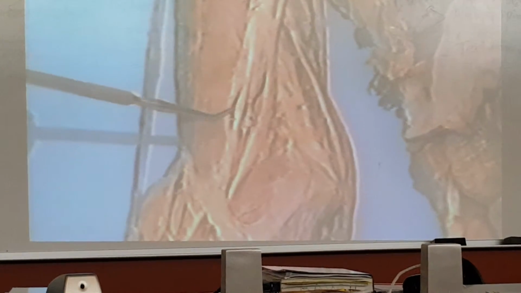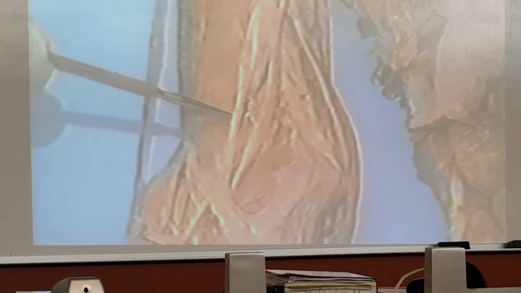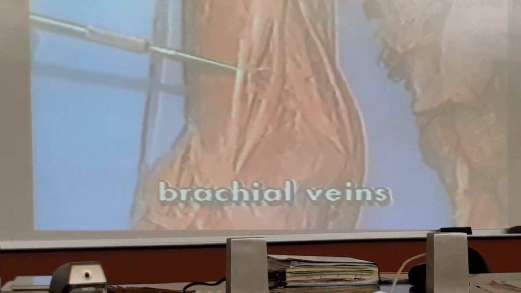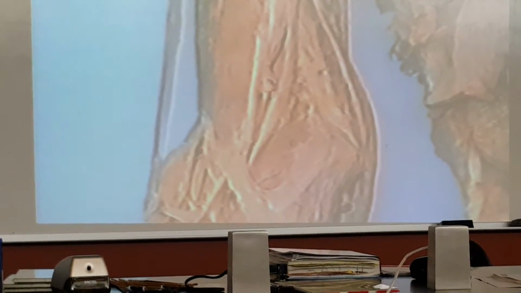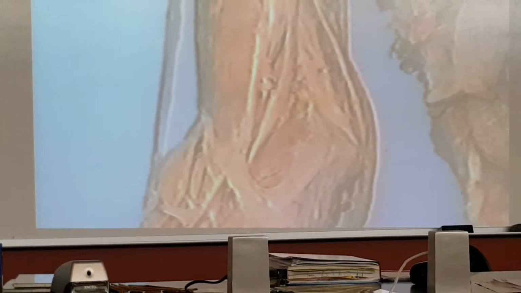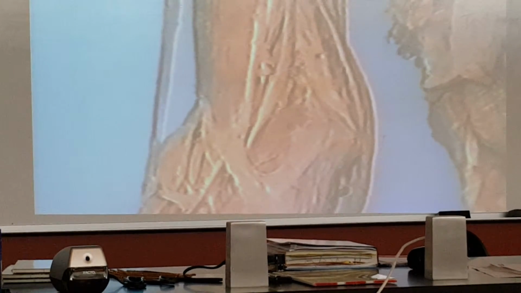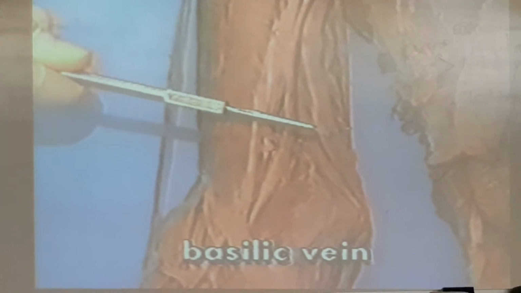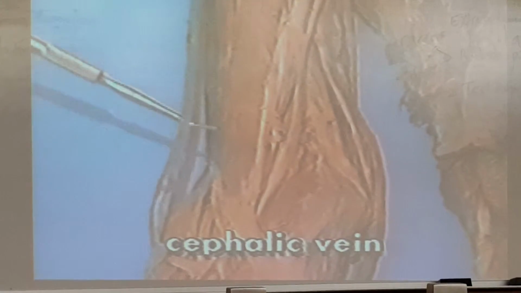The brachial artery is accompanied by two brachial veins, which are major tributaries of the axillary vein. Also seen in this region are two superficial veins of the upper limb, which carry blood from the hand, forearm, and arm to the axillary vein. The basilic vein lies medial in position, and the cephalic vein lies on the lateral side of the upper limb.